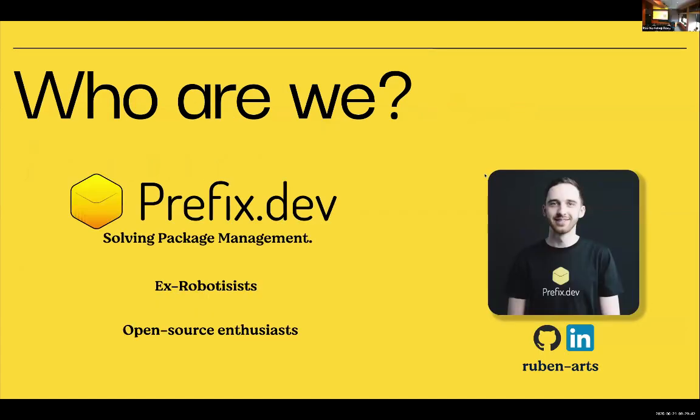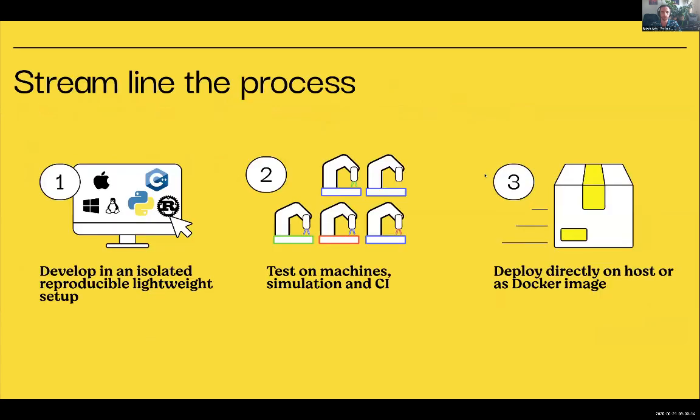But first, who are we? We're Prefix.dev, and we're trying to solve package management. This means that we're going all the way through all the stages of package management, and today I will show you Pixi. We're all ex-roboticists, or the most part of the core team is. We came out of the ROS ecosystem, as some of you probably know, and we're all definitely open source enthusiasts, and that's why we continue working on these projects fully open source and with everyone to share. If you want to follow me, you can find me at Ruben Arts on most platforms.